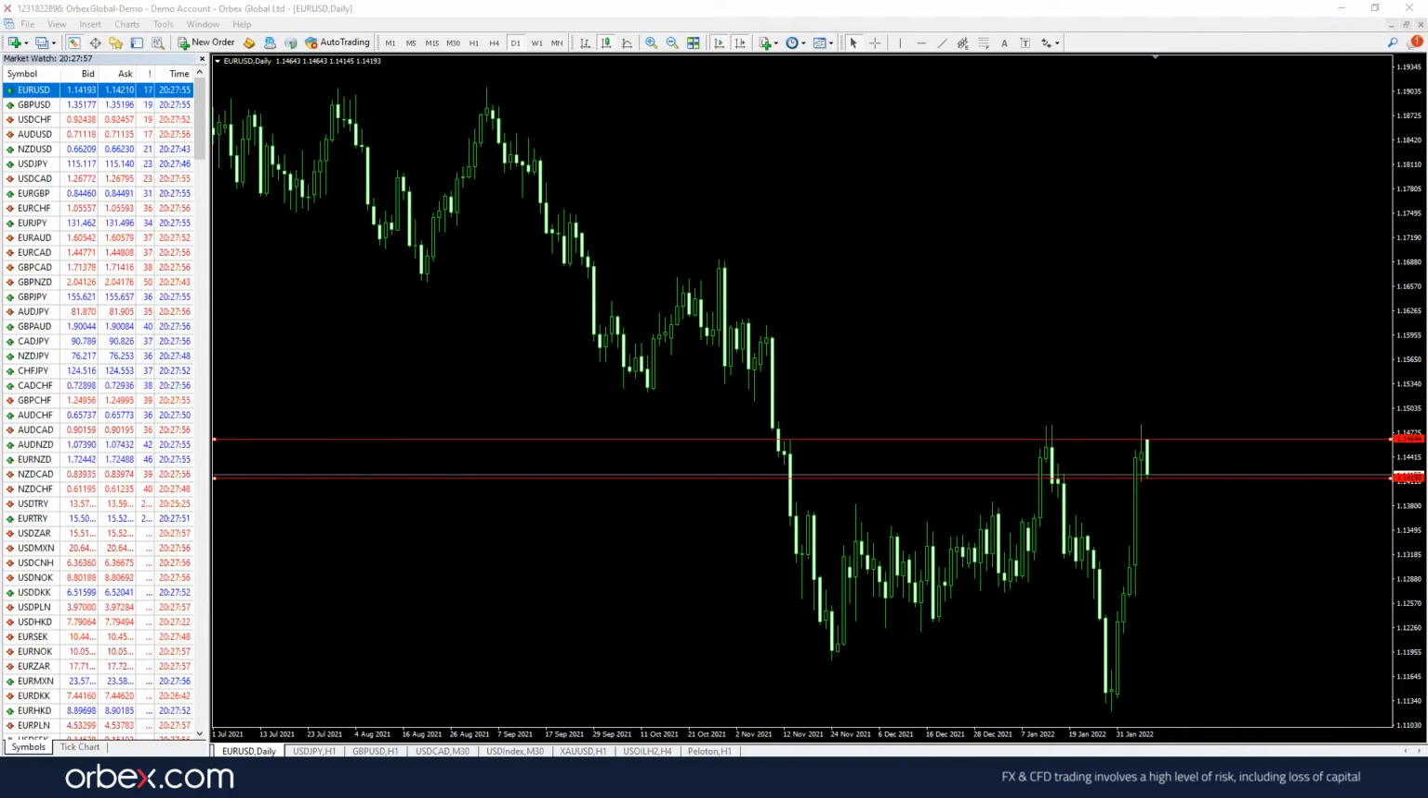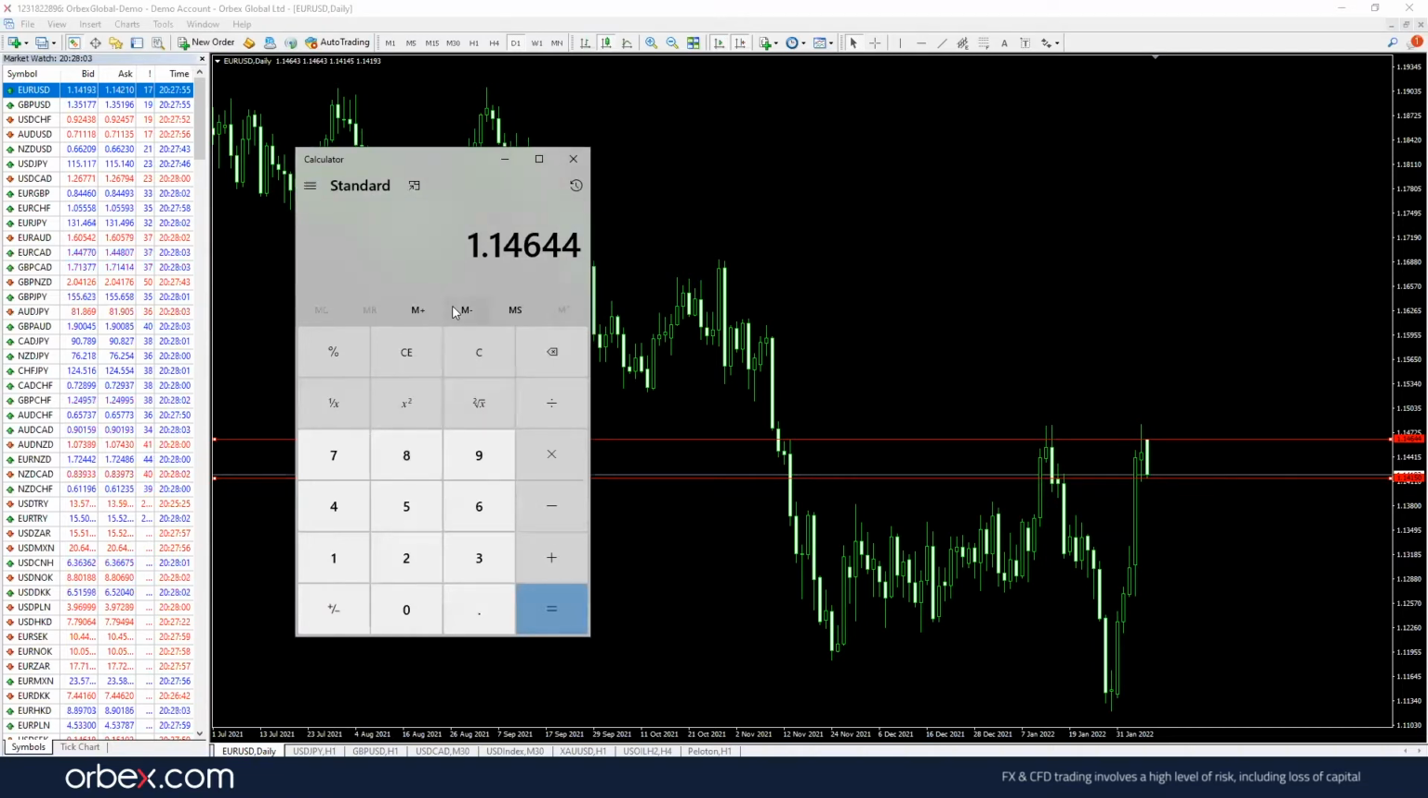Just to be sure, because the last time I checked my maths wasn't that great, I'll put the calculator on the screen for you. 1.14644 minus 1.14150. The pip is the fourth figure after the decimal point. So we've moved 49.4 pips so far today. If this was a 0, we would have moved 49.0 pips so far today.